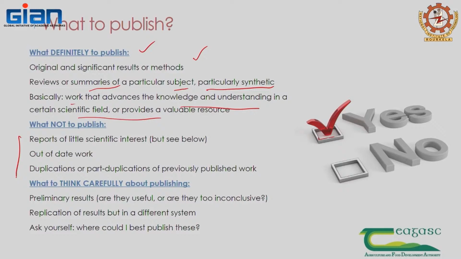What not to publish? Reports of little scientific interest, or out-of-date work. That means work which has already been well established. If you start saying the sun rises in the east and sets in the west, that is the sort of stuff. Now, sometimes it happens we say, oh, this is already known and still the paper is published, right, without reading the full paper. How many of you read the full paper? No, the abstract. That's easy, right? That's the reality. If you read the full paper, then you will understand what is in it. Duplication or part duplication of previously published work. That's again.